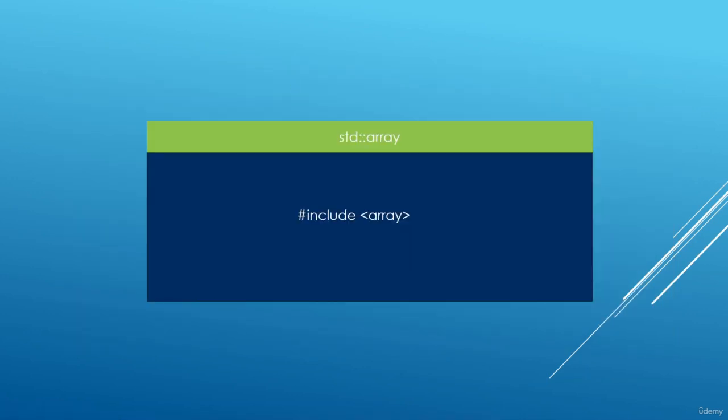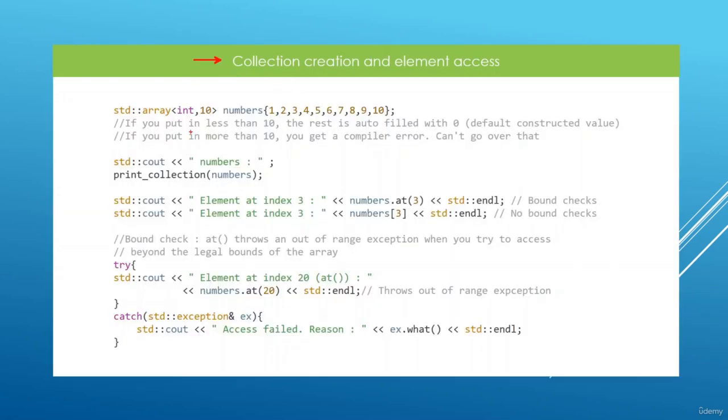To use the class, you have to include the array header. And here is a simple example of how you can create std::array objects. You specify the size at object creation. For example, this std::array object is going to contain 10 elements. If you put in less, the rest is going to be auto-filled. If you put in more, you're going to get a compiler error. This is the setup that we have here.